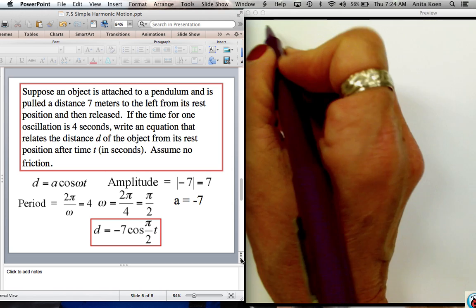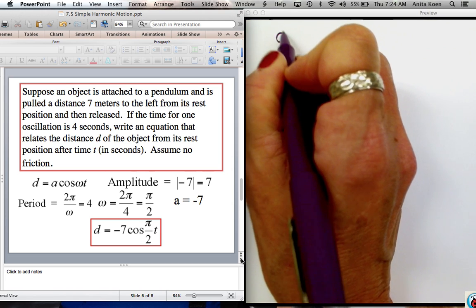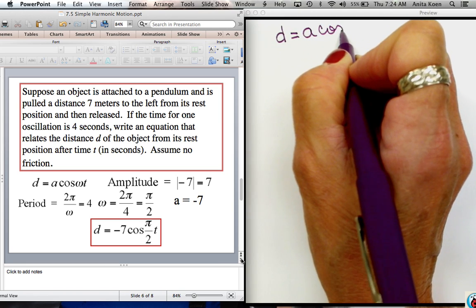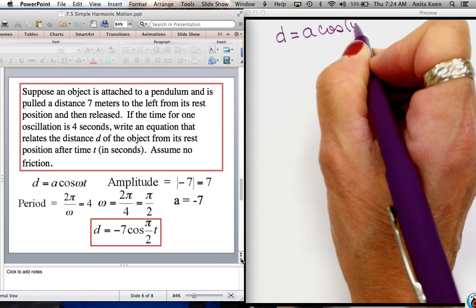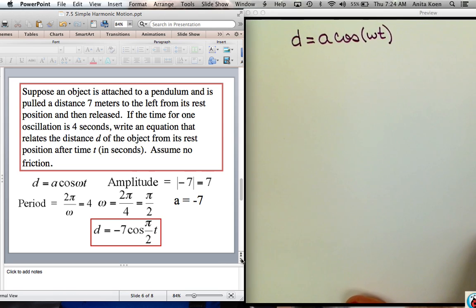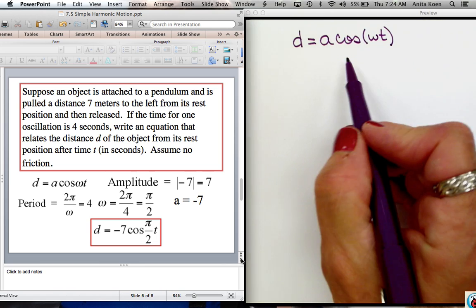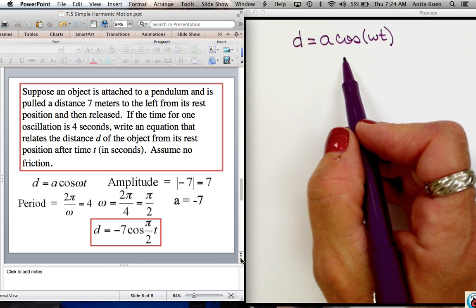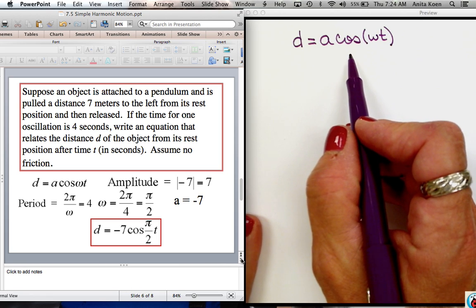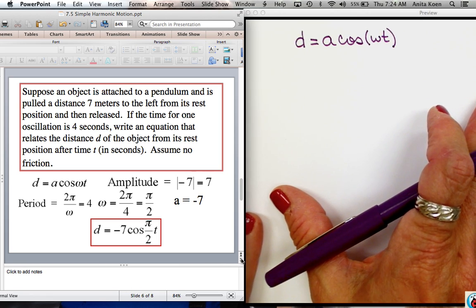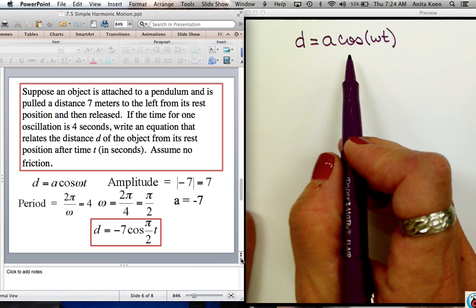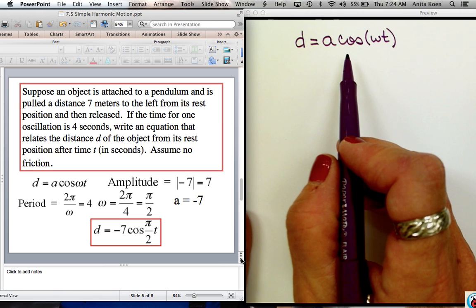When they say assume no friction, that tells me I'm going to be using simple harmonic motion. And when we're writing equations, we're always going to use the cosine formula because it's easier. So always use the cosine formula when it asks you to write an equation. When we get to chapter 5, I'll explain more why we do this. But for right now, just be sure you use the cosine formula whenever it says to write an equation. Okay, so let's see what we know.